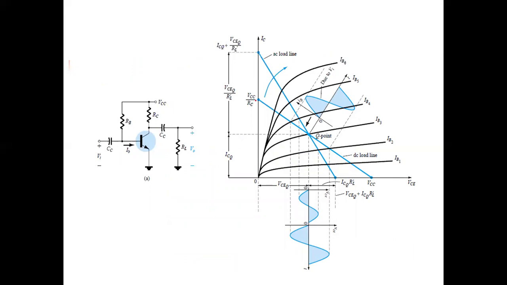Remember, this is the case for the fixed bias, not the voltage divider bias. For fixed bias, the end points will be VCC upon RL and this VCC, the difference of these points only. This is your DC analysis and this is your AC analysis. The Q point is fixed. Now see the difference between both analyses.